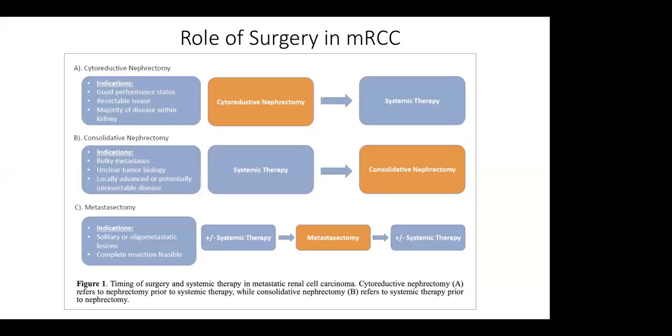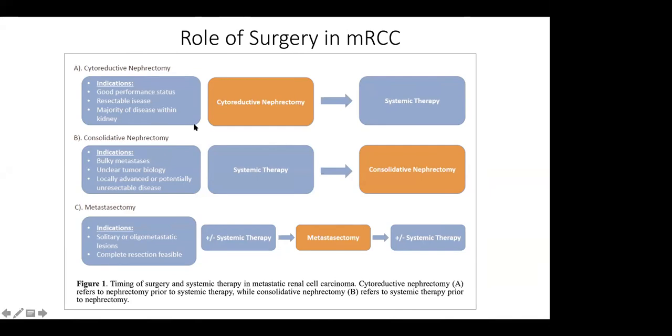So where does the role of surgery come in metastatic RCC? It comes in 3 different ways. One is cytoreductive, and we have already known it very well: good performance status, resectable disease, and if the majority of disease is within the kidney, then you can just go ahead with that.